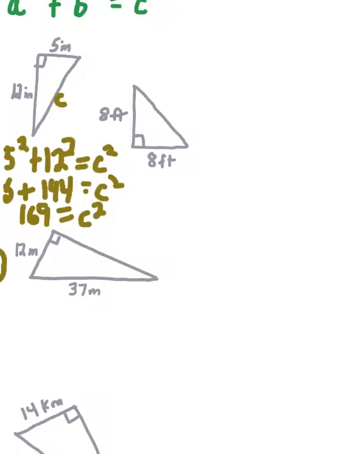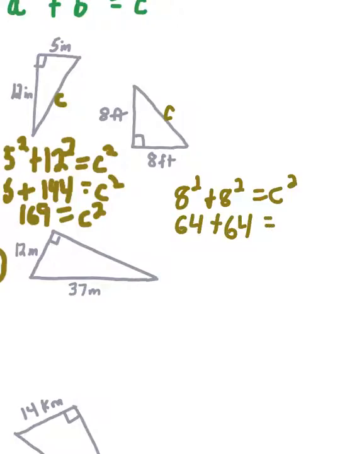So I'm looking at this right triangle here, what we call an isosceles right triangle. But once again, the two legs are given, and this one, I'm looking for c. So I'll say 8 squared plus 8 squared equals c squared. And I have 64 plus 64 equals 128. So c squared equals 128.